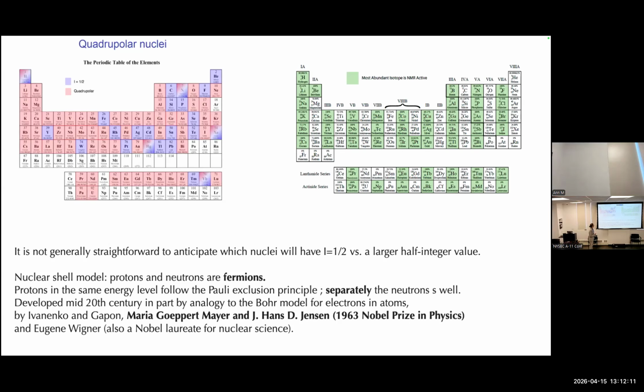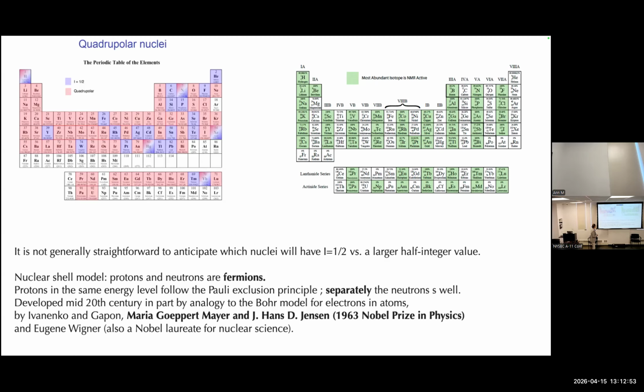It is not generally straightforward to anticipate which nucleus will have I greater than 1/2 and which will have I equal to 1/2. There's a nuclear shell model. It follows from the fact that protons and neutrons are fermions, which means that in the same energy level, the Pauli exclusion principle applies, and protons and neutrons are separate. So they act in pairs or in teams, but separately. Protons build up on one level scheme and neutrons on a different one. This model was developed in the 20th century in part by analogy to the Bohr model for electrons in atoms.